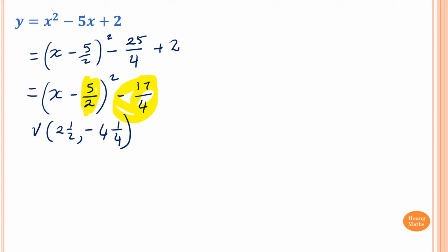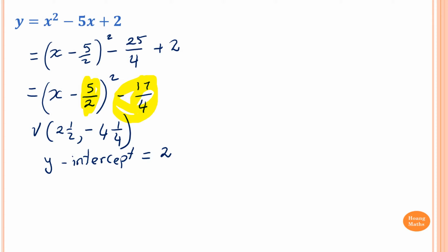Now we need to find the y-intercept. So the y-intercept is when x equals 0. So I just write y-intercept, when x is equal to 0. When x equals 0, x squared means 0 squared, which gives me 0. 5 times 0 is 0. So 2 is the y-intercept. So it's 2.